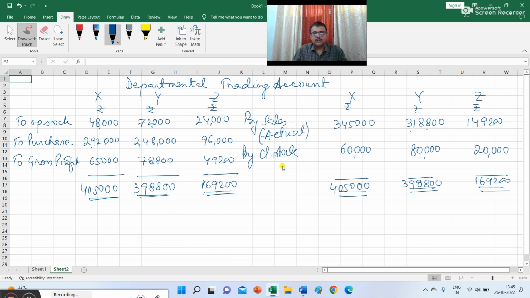It is given in the question to find out the closing stock for the departments. So this is part 1 of the question, and part 2 is the trading result for the 3 departments.